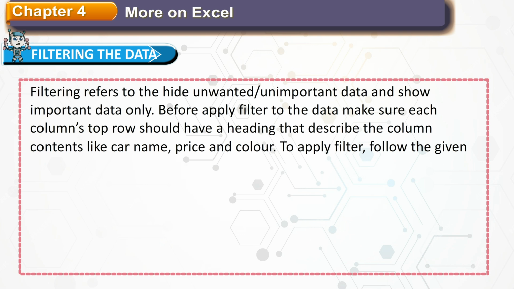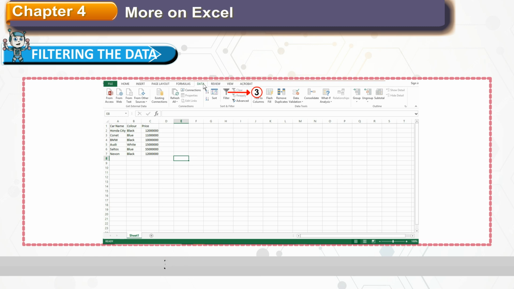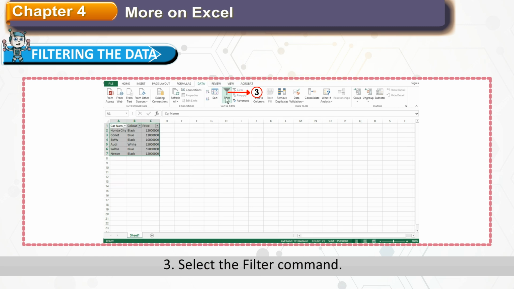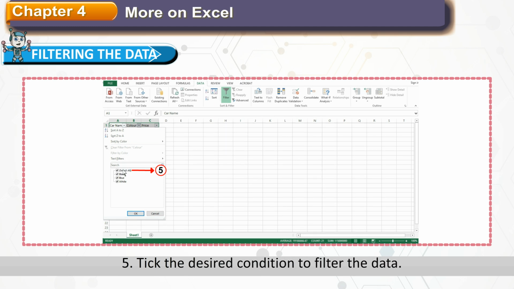To apply filter, follow the given steps. 1. Select the data to apply filter. 2. Click on the Data tab. 3. Select the Filter command. 4. Click on the filter arrows that appear next to each column heading. 5. Tick the desired condition to filter the data.